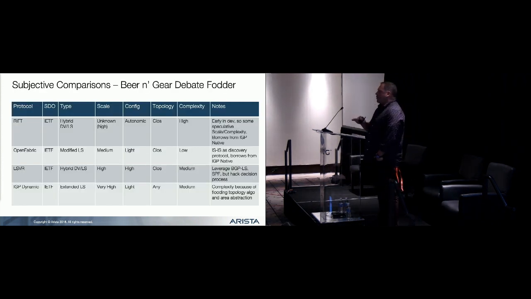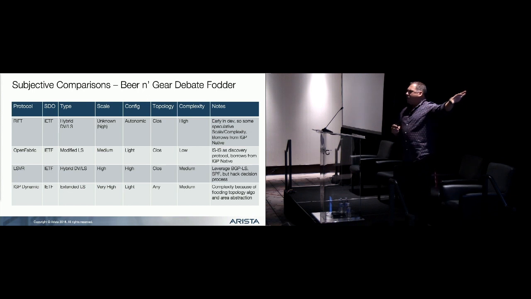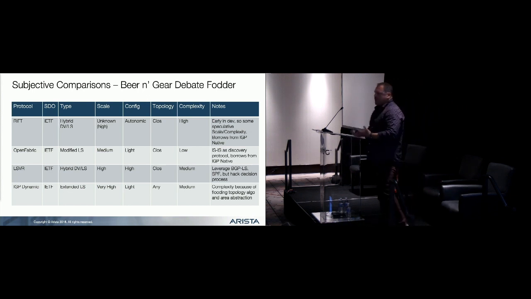In closing, just a quick comparison. I won't go into too much detail here. We have 4 different protocols. This is totally subjective. I said beer and gear debate fodder because this is just my interpretation of what's available. But if you think about it, it's all IETF in terms of standards development. Rift is like a hybrid distance vector, link state rather. OpenFabric, I would call a modified link state protocol because we're kind of pulling stuff out and changing some of the base capability, the base semantics of the protocol. So it kind of changes it. There are some restrictions on how it can be used, so we'll call it modified.